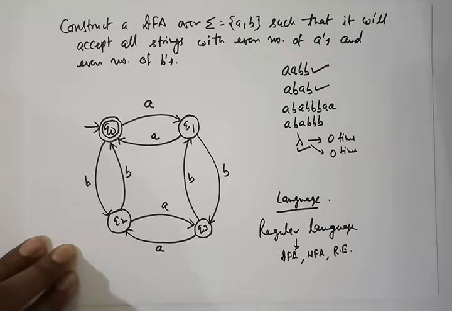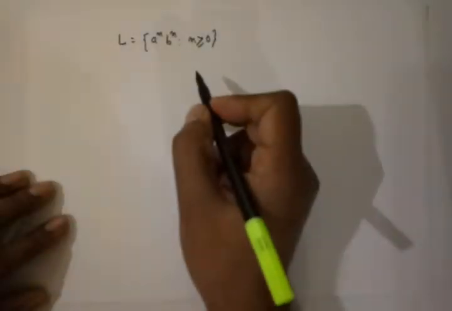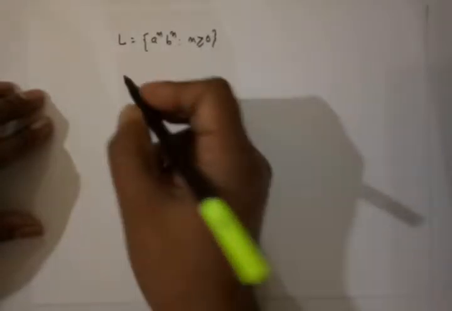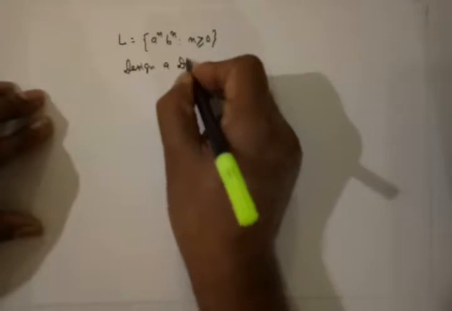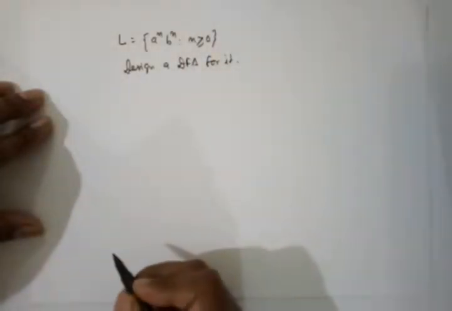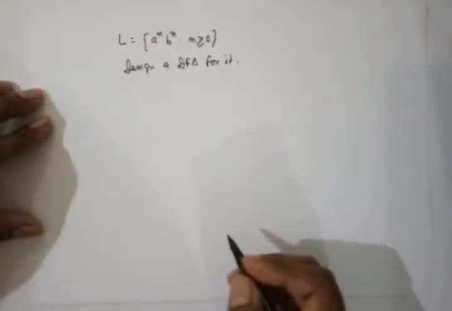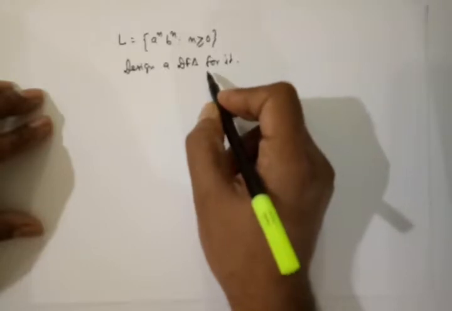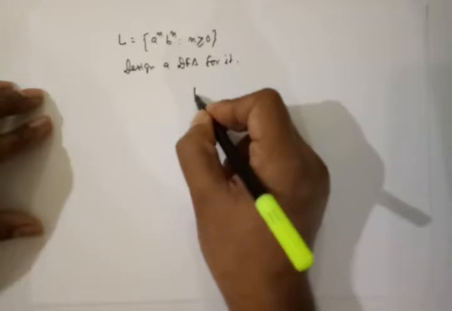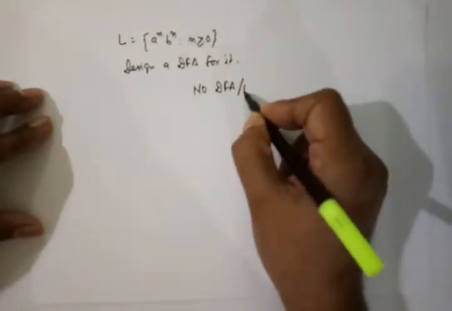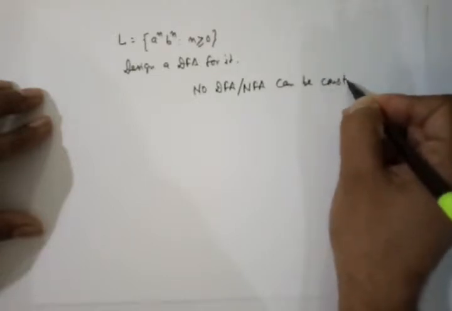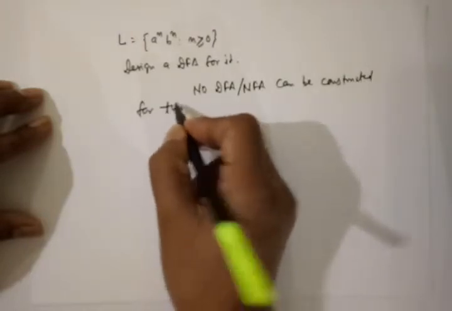Okay. Now our question is, given L equal to a to the power n b to the power n such that n greater than or equal to 0, design a DFA for it. Okay, can a DFA be designed for this language a to the power n b to the power n? After a few trials, we can notice that no DFA can be designed for this language. In fact, no NFA can be designed or constructed for this language.